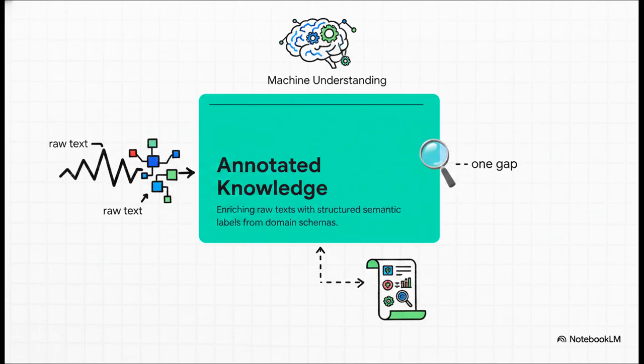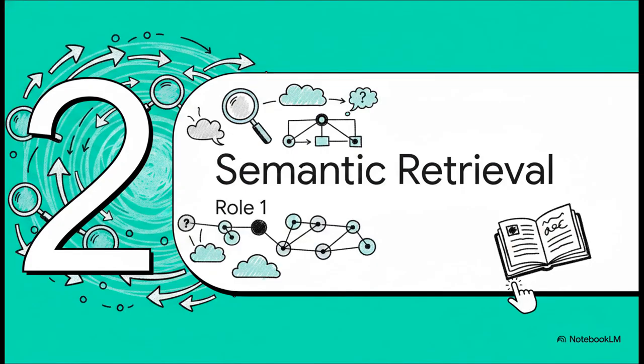So how do we actually bridge that gap between raw text and true machine understanding? Well, the answer is annotated knowledge. Technically, it's the process of enriching raw texts with structured semantic labels, basically metadata that correspond to domain-specific schemas. But honestly, just think of it like sticking clear digital sticky notes all over messy data. You're attaching machine-readable meaning to specific words based on their specialized field. It's brilliant.